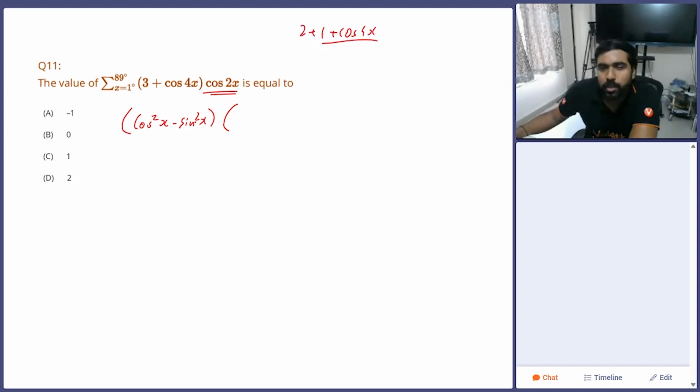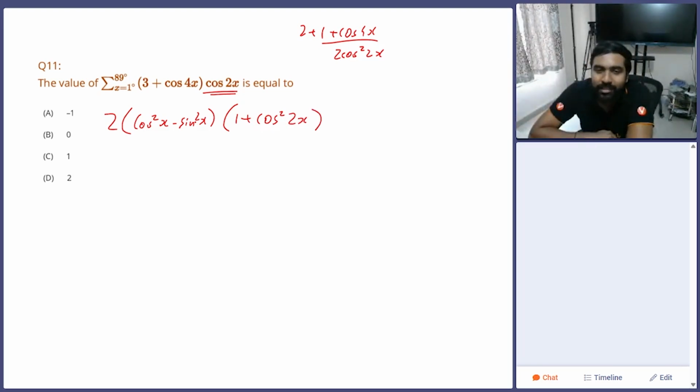I will write this as, what is 1 plus cos 4x? It is 2 cos square 2x. So let's take that 2 common outside. You'll get the format 1 plus cos square 2x. Okay, everyone? Up till this part the idea is clear. So we have cos square x minus sin square x into 1 plus cos square 2x.